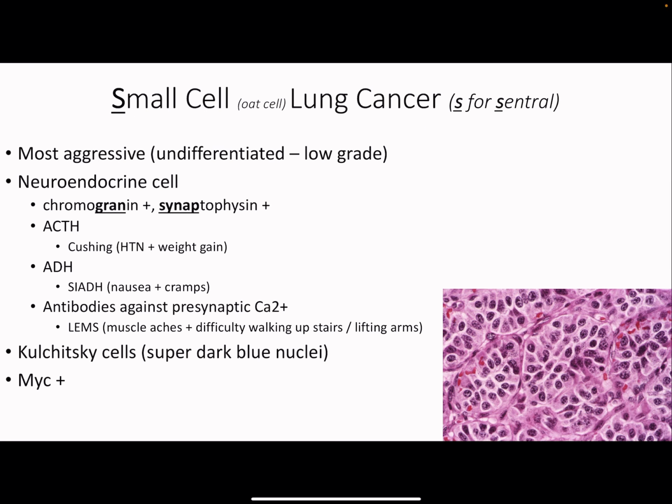I think of small cell, also known as oat cell, S for central. This is going to be centrally located near the hilar lymph nodes. It's the most aggressive one. And you have undifferentiated low-grade cells. These are neuroendocrine cells.